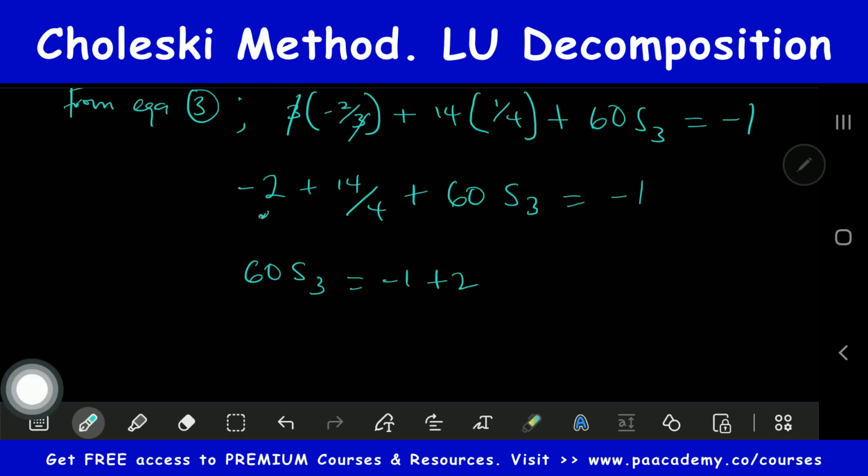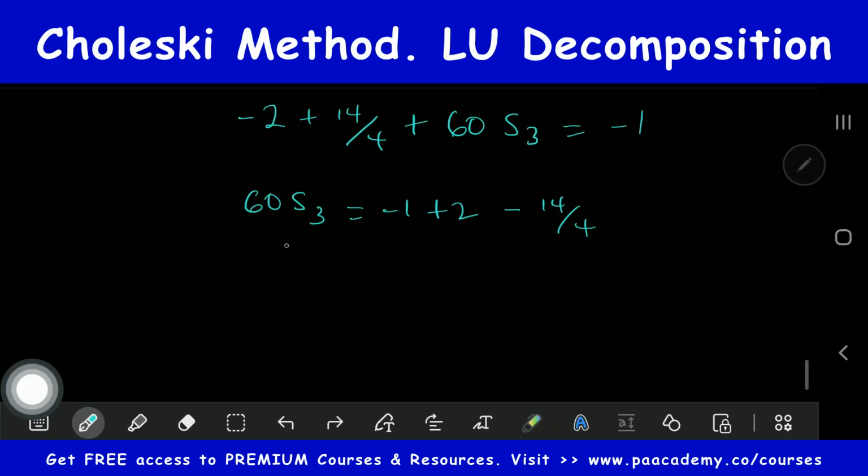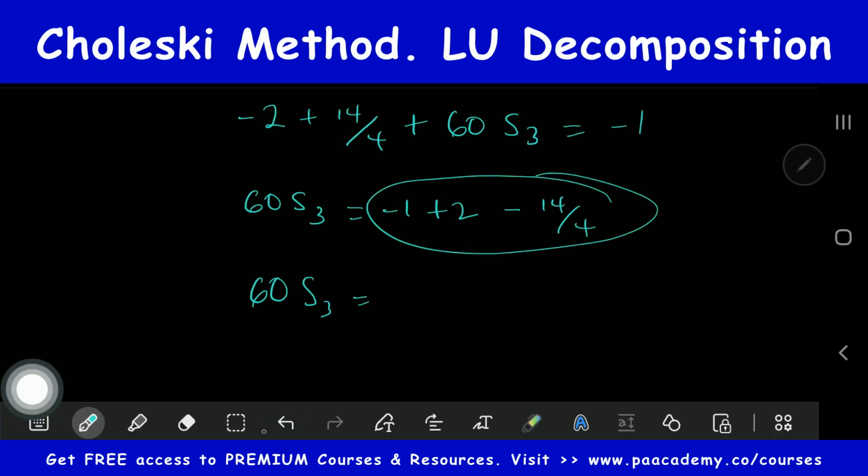So this 2 is coming to the other side of the equals sign, then minus 14 over 4, which is this right here. Okay, so I need to indicate that so you don't get confused. So now we are going to be having 60 s3 equals, and if you simplify this, we are going to be getting minus 5 over 2. You can use your calculator to do that, or you can do that on the side.